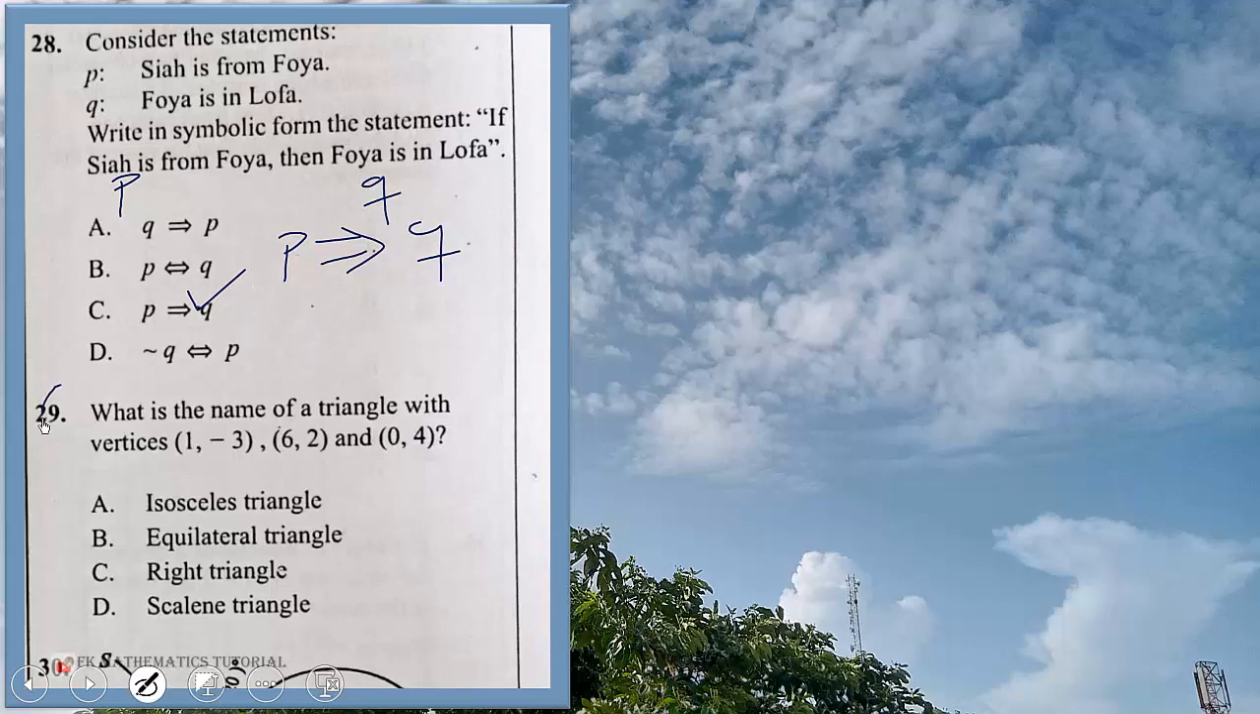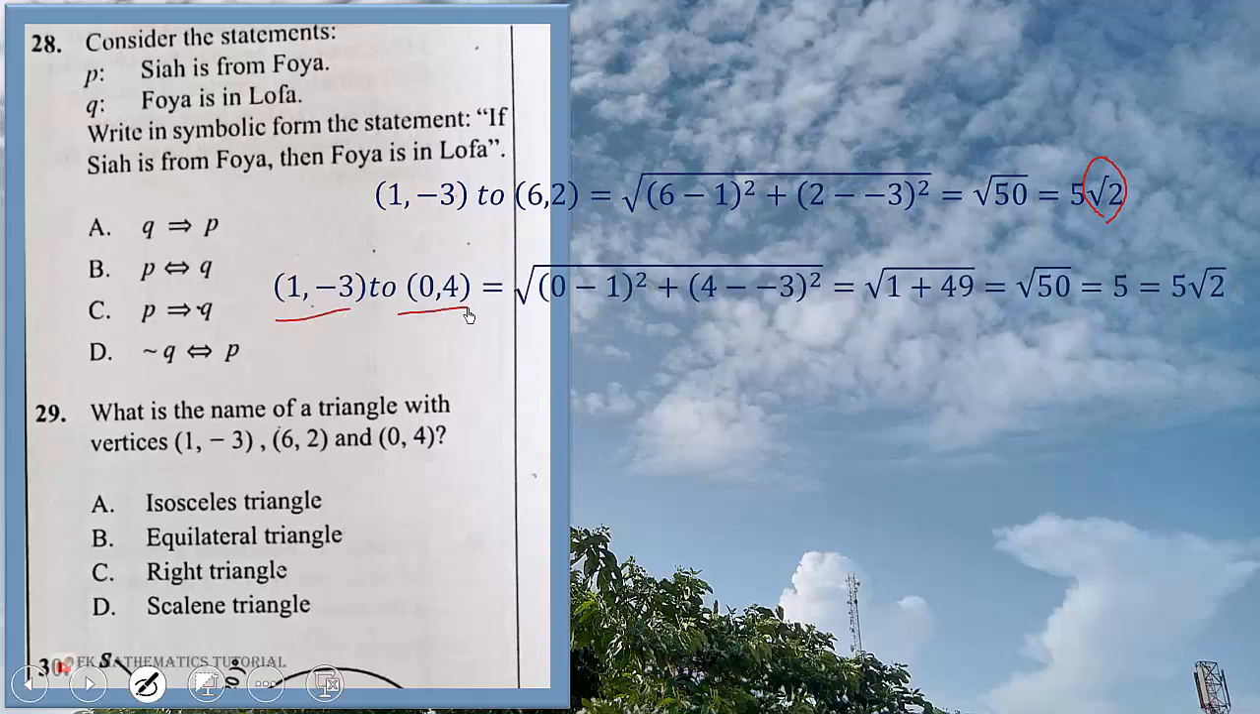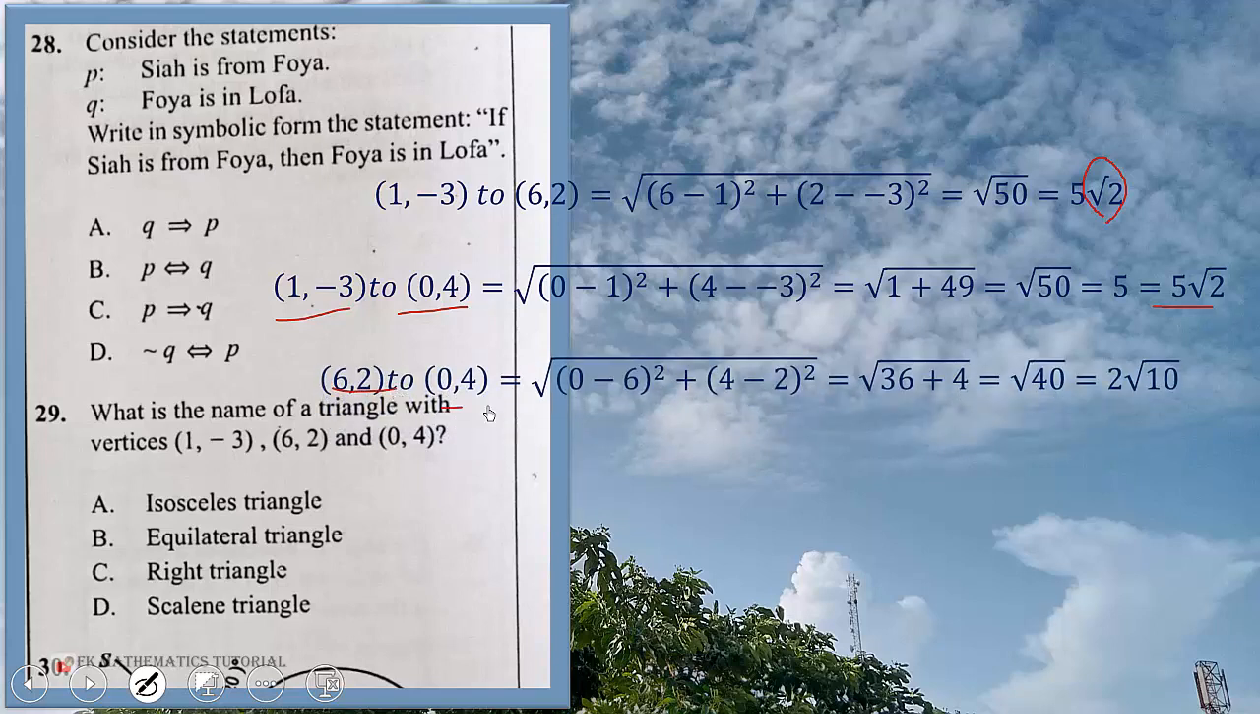What is question number 29? What is the name of a triangle with vertices as given? So we find the distance between the vertices. So we use the distance formula to find the side lengths. From (1, negative 3) to (6, 2), we have 5 root 2. Then from (1, negative 3) to (0, 4), 5 root 2. Then from (6, 2) to (0, 4), we get 2 root 10. So the triangle is an isosceles triangle.